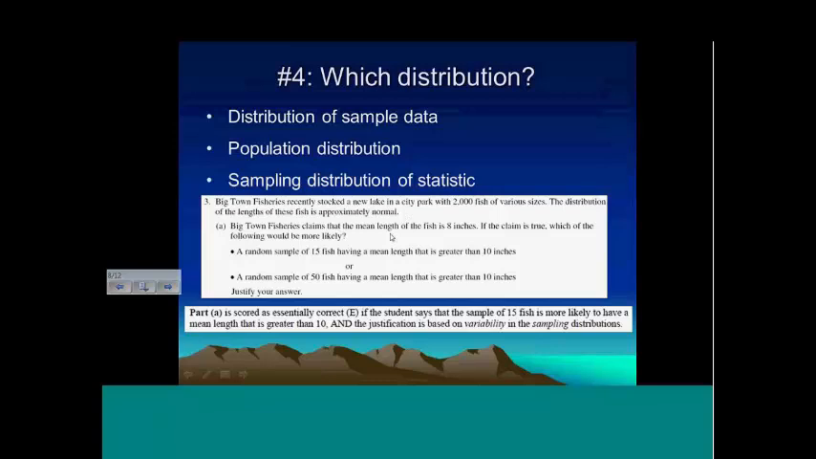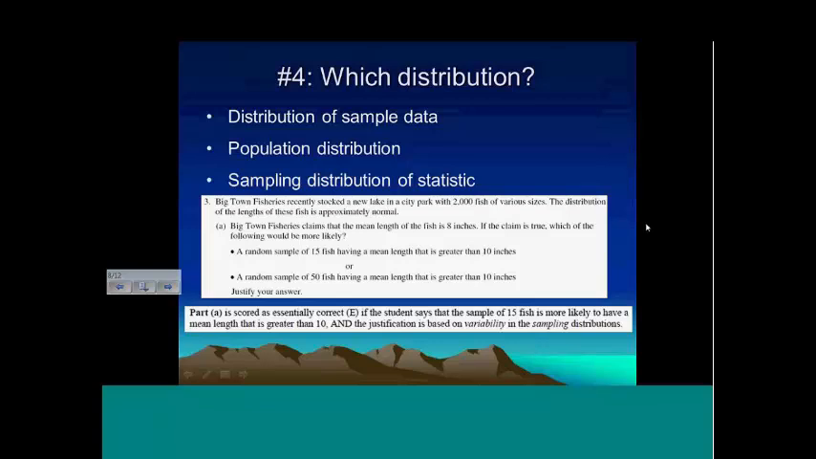Now let's look at part A of the question. Big Town Fisheries claims that the mean length of the fish is 8 inches. So that's a claim about the population mean, mu. If the claim is true, which of the following would be more likely? A random sample of 15 fish having a mean length that is greater than 10 inches, or a random sample of 50 fish having a mean length that is greater than 10 inches. Justify your answer. So this one is the tricky one.